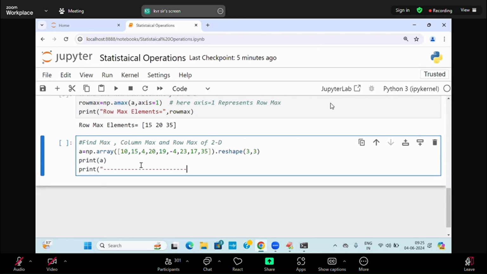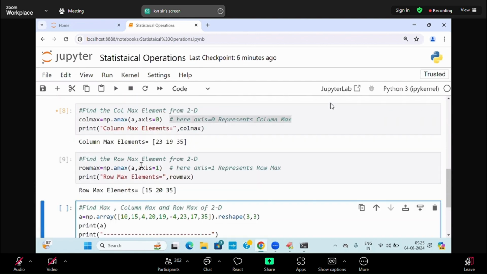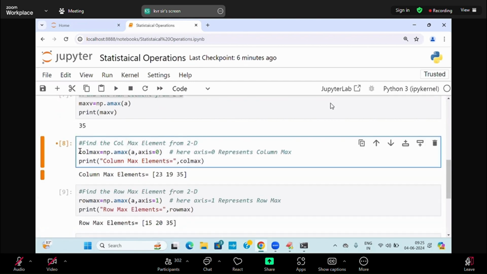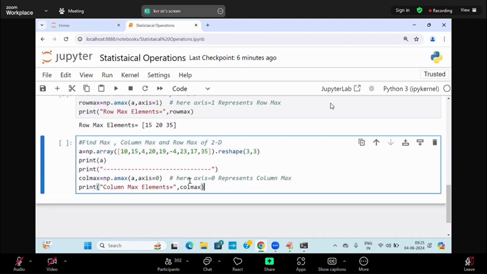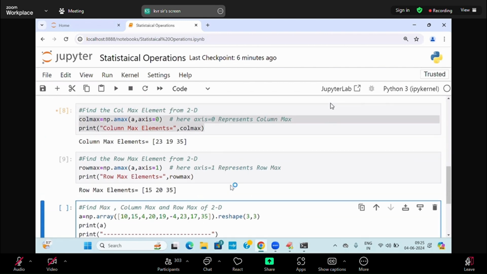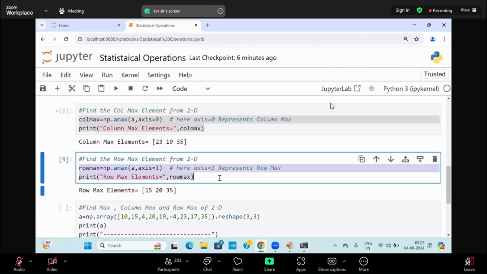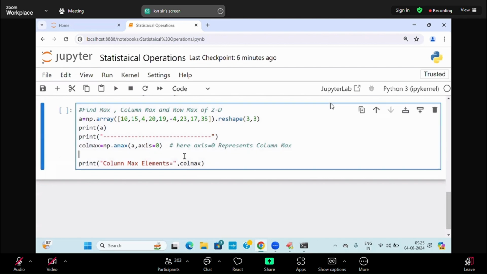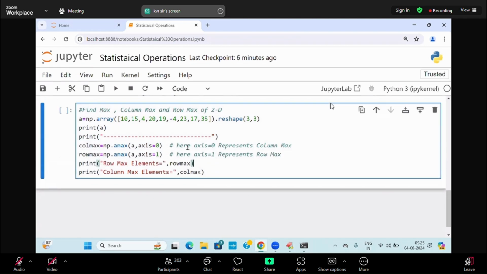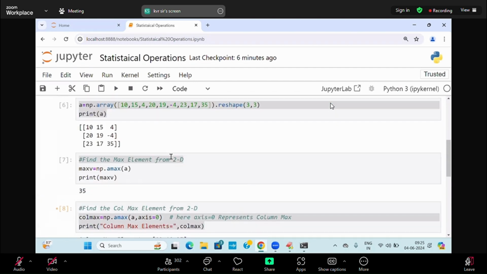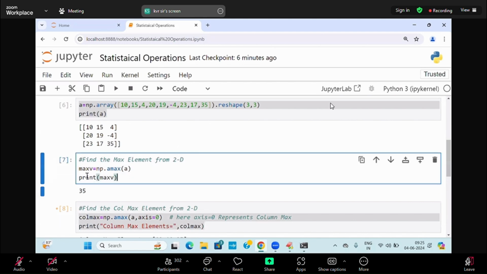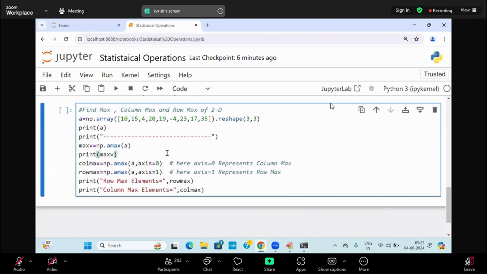From this, I want to print all the max and min elements. Here I get the column max. Next I'll get row max also. Axis equals 0 represents column max, and axis equals 1 represents row max. And I also want to find the original max element, so here I'm finding max.